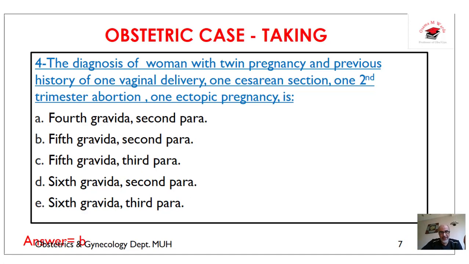Fourth gravida, second para. The patient has twin pregnancy, one vaginal, one cesarean, one second trimester abortion, and one ectopic. We forget the ectopic, so the answer is B. Fifth gravida, second para.